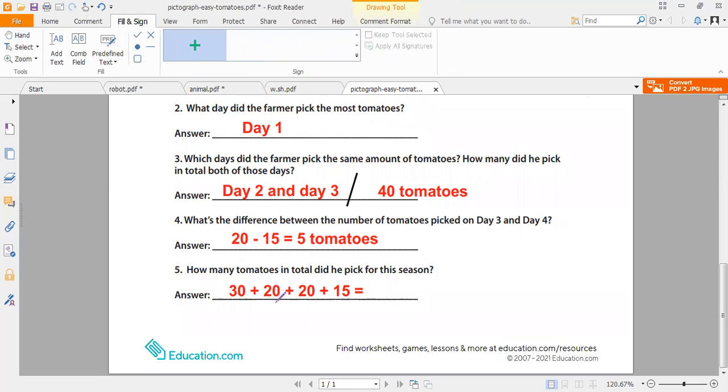30 plus 20 equals 50. Okay. And 20 plus 15. 20 plus 15 equals 35. Okay, add 50 plus 35. 50 plus 35, add the ones plus the ones, and tens plus the tens. The ones here, 0 plus 5 equals 5. And 5 plus 3 equals 8. So he picked 85 tomatoes in this season.